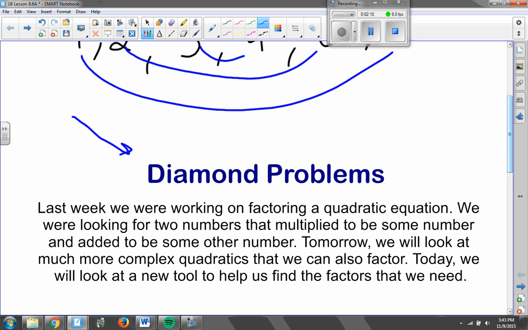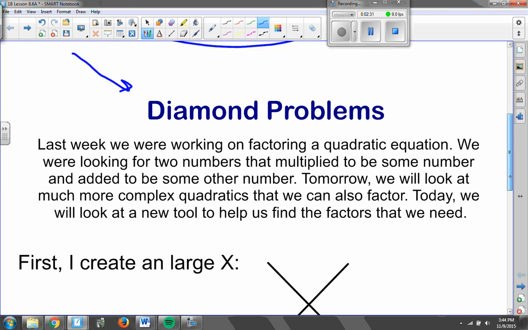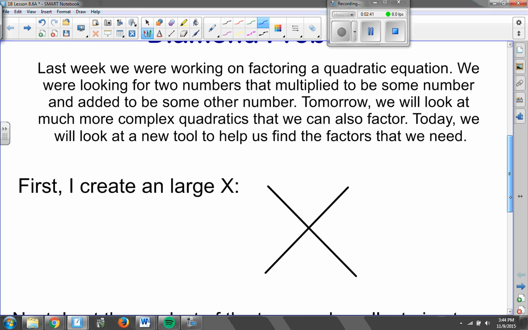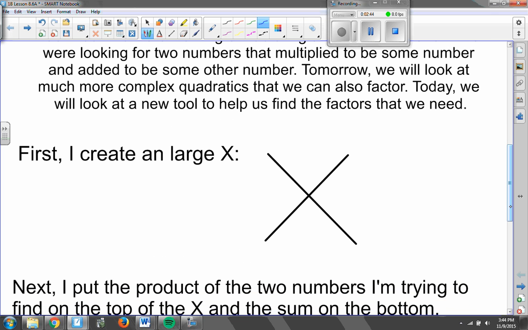Tomorrow, we're going to look at much more complex quadratics that we can also factor. Today, we will look at a new tool to help us find the factors that we need. A new tool called a diamond problem, or a diamond method for solving these types of problems. The first thing I do is create a large X. This is where the diamond problem comes from, because if I connect my 4 numbers, which will eventually be in there, they would be in a diamond shape.